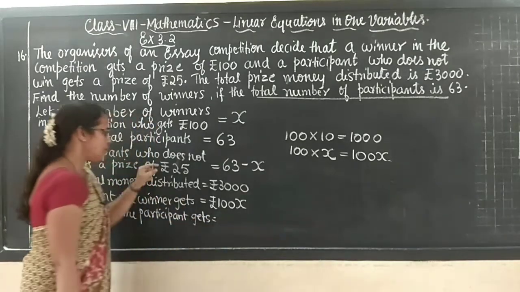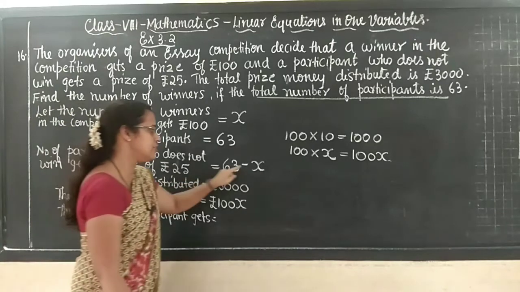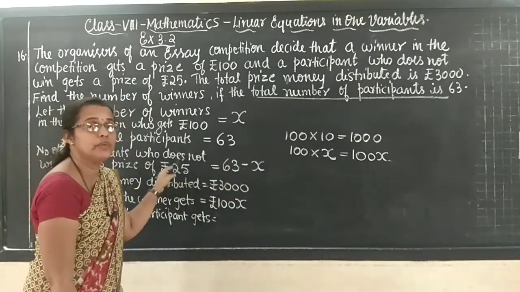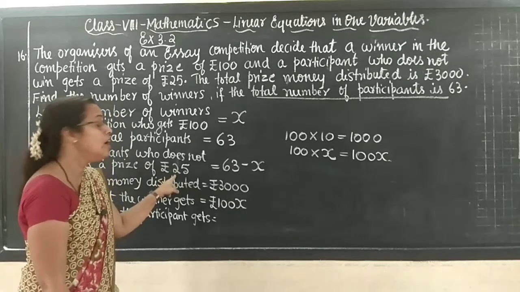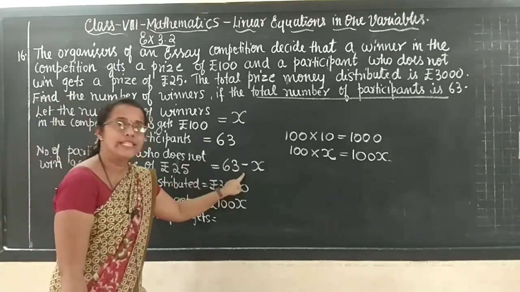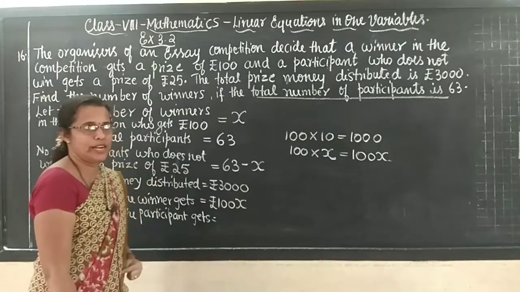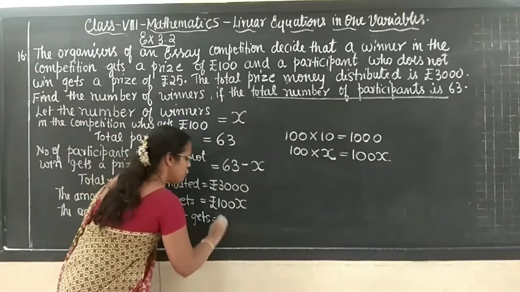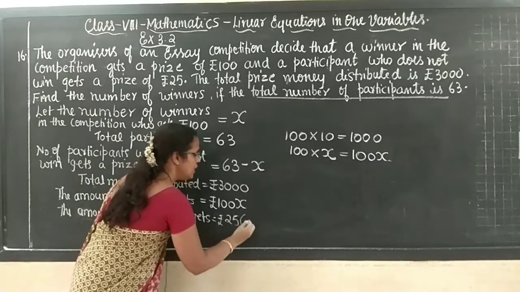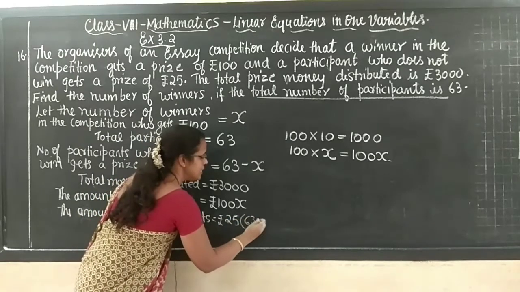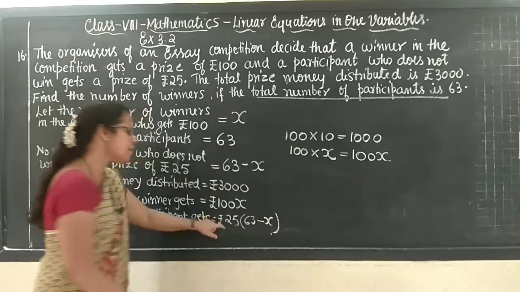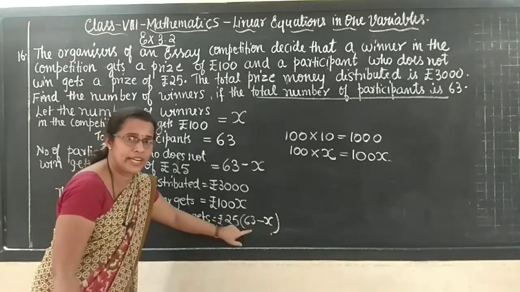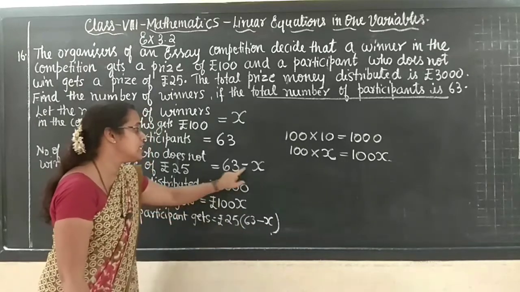How many participants are there? See, 63 minus X. How many rupees are they getting? 25 rupees each, since even a participant gets a prize here. So 25 into 63 minus X. This is the amount they will get. 25 into 10 is 250, right? So it is 25 into 63 minus X.